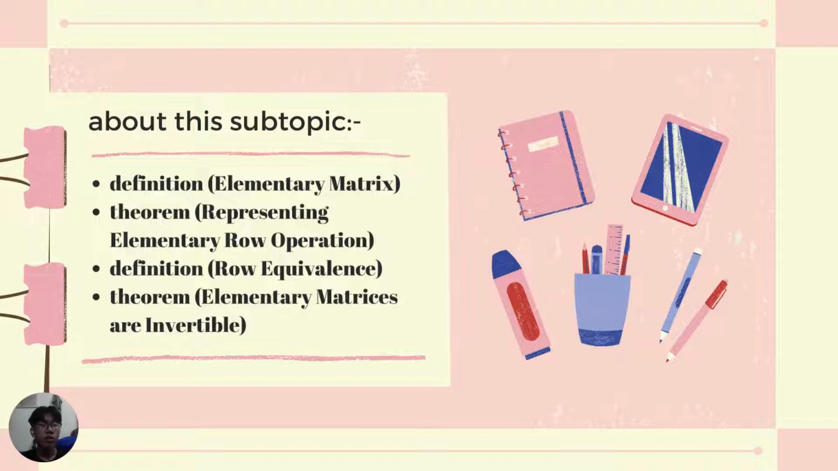And about this subtopic, we're going to learn first the definition of elementary matrix. Second is the theorem representing elementary row operation. The third one is the definition of row equivalence. And lastly, the theorem that elementary matrices are invertible.